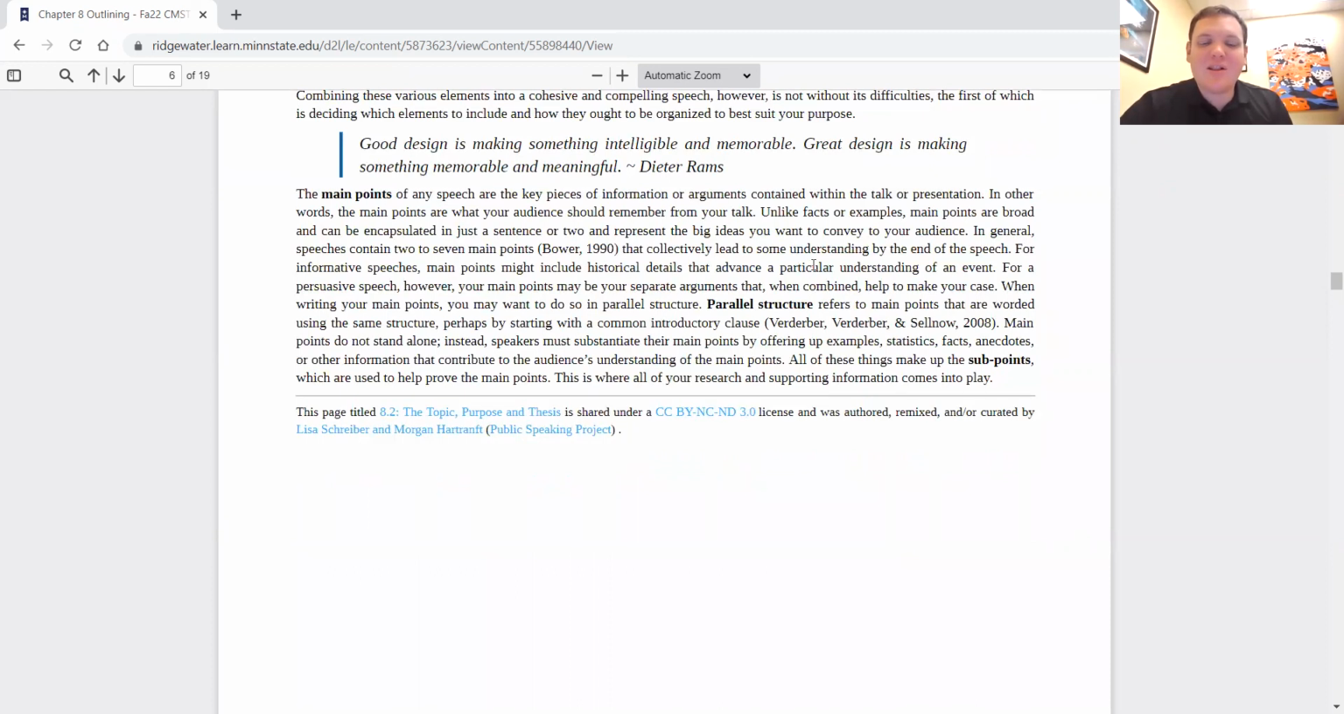The textbook talks about using parallel structure. You should always use this when writing. This is what I've given feedback on in essays. Again, not speeches, but essays. A lot of people don't use parallel structure. We don't always use it in speeches either.